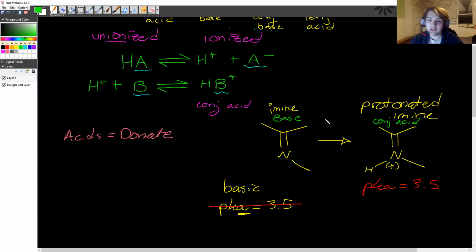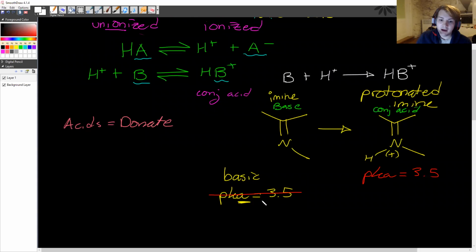And so if we wanted to write this to play off of our equation, this is the base plus a hydrogen creates our conjugate acid. Does this make sense? Cool.